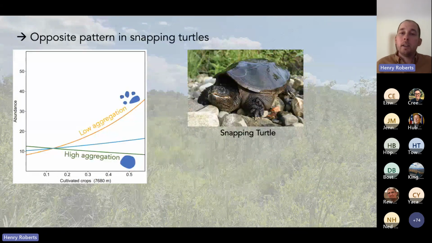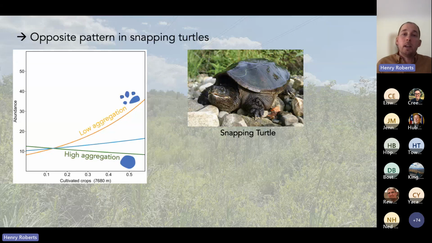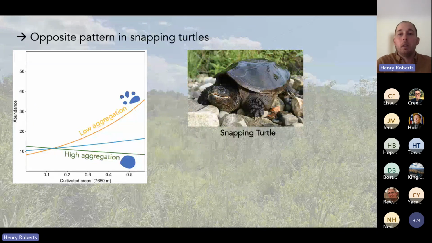So I'm not going to go into the details explaining this relationship, but I want to emphasize that we did not see the same pattern for all species, including the snapping turtle, which showed essentially the opposite pattern. We do have explanations for this, but I don't really have time to go over it.